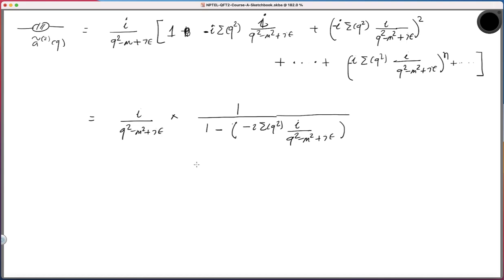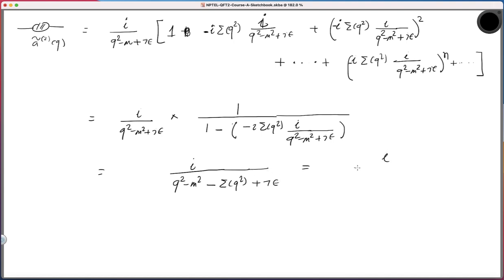Okay, that's the sum of the series. Let's see, minus times minus gives plus, and i times i gives minus 1. i squared is minus 1, so I get an overall minus sign here. And you have this factor, so these two cancel. And you get i over q squared minus m squared plus i epsilon, I'm multiplying this factor here, and then you get a minus. This plus i epsilon I will write at the end. And you get minus sigma of q squared plus i epsilon.